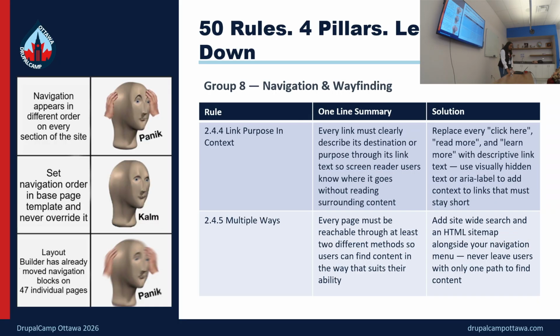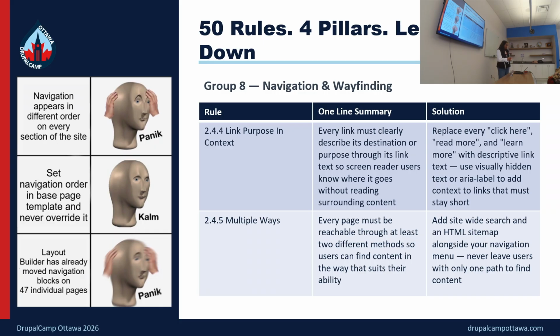Moving on to the next group, that is navigation and wayfinding. Again, a popular one: click here buttons, click here links. Every link must clearly describe its destination or purpose through its link text so that screen readers can know what's going on in the content. Solution pretty much simple. Editorial really helps with this rule. Replace every click here, read more, learn more with a descriptive link, or you can do a trick, that is visually hidden text or aria-label, to add the context of the link so that the screen readers are okay with that.